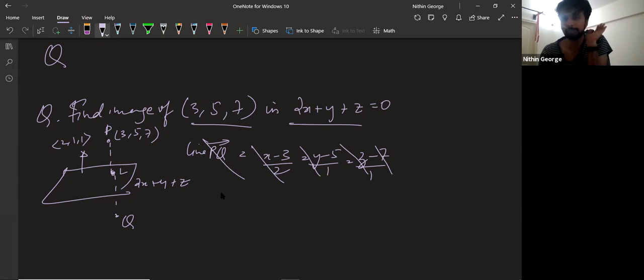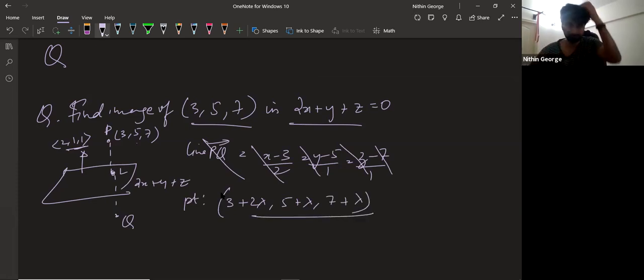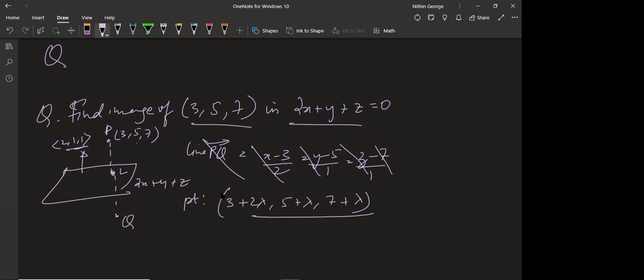First draw the figure in the exam hall. No need to write that line PQ is this. You write the general point on line PQ. The point on line PQ will look like this. We have the direction vector and we have a point on it. 3 plus 2 lambda, 5 plus lambda, 7 plus lambda. This should be your first step. Got this? Yes, sir. Okay, this is your first step.